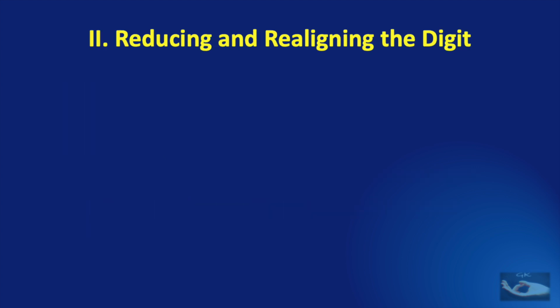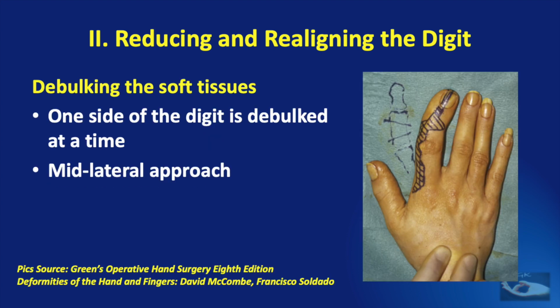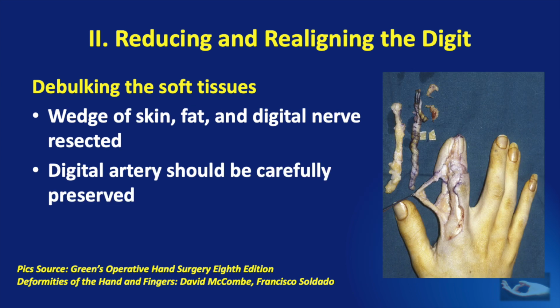Procedures to limit the growth of the digit are important, but we also need to do procedures to reduce and realign the digit. This will mean that we need procedures for debulking soft tissues, for debulking the nail complex, and for skeletal reduction. For debulking of the soft tissues on the finger, one side of the digit is usually debulked at a time, and a mid-lateral approach is advised. Through this incision, a wedge of skin, fat, and digital nerve is resected. The digital artery should be carefully preserved.